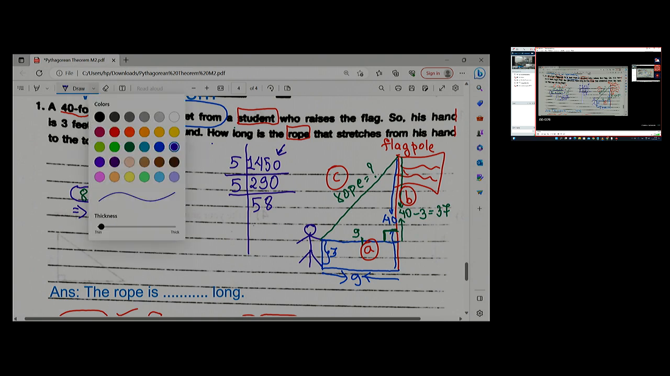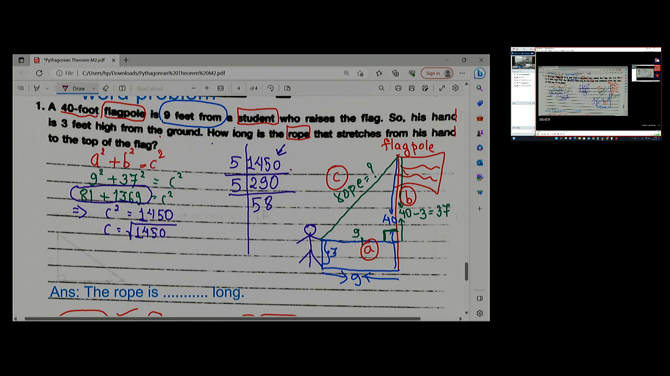So we can get that 1450 can be written as 5 times 5 times 58. Can you write it as 5 square? Yes? 5 square times 58, and 58 is still not a perfect square.